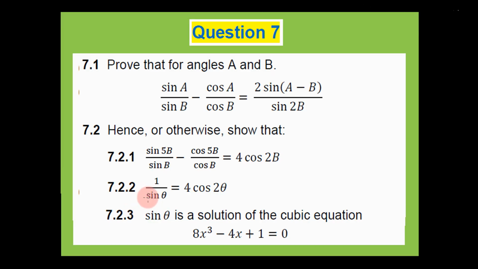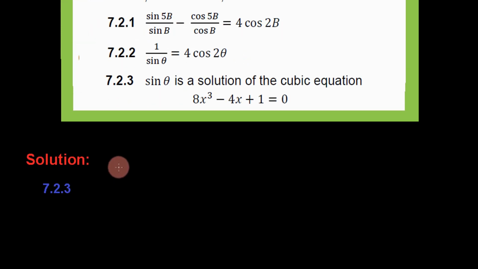So let's look at the last question here, in other words 7.2.3. It says here, show that sine theta is a solution to this cubic equation. Now, what does that mean? It means that sine theta must satisfy this equation. In other words, we actually have to prove, so require to prove, that when we substitute sine theta in for x, it satisfies the equation and we get 0.